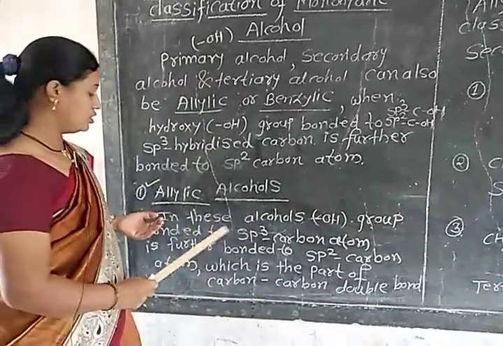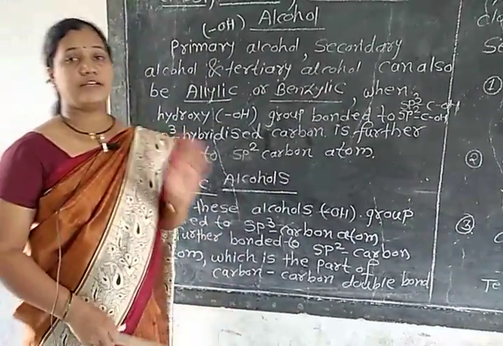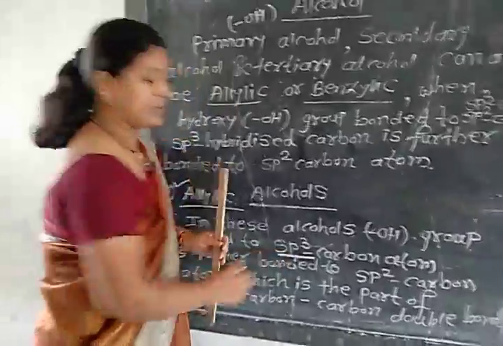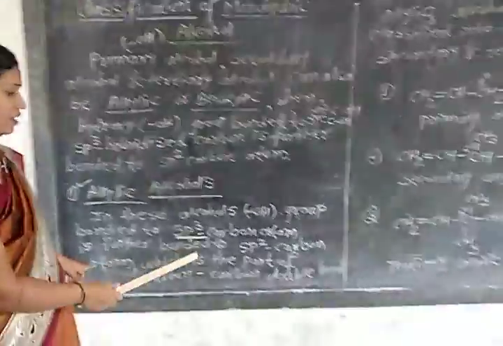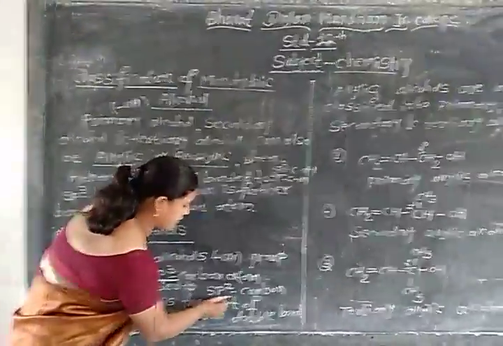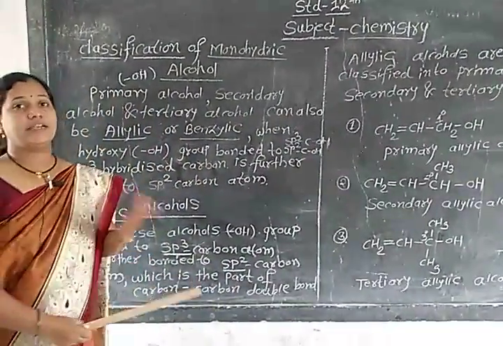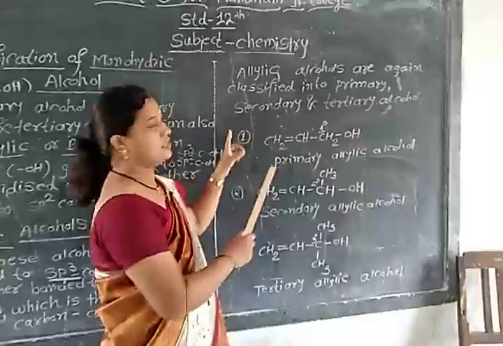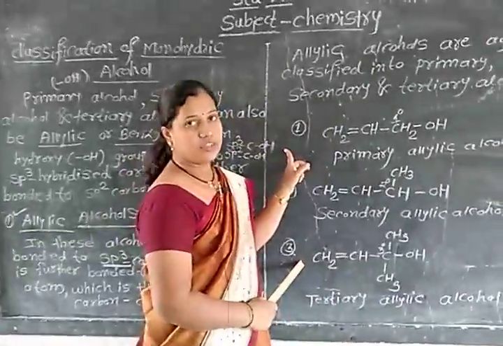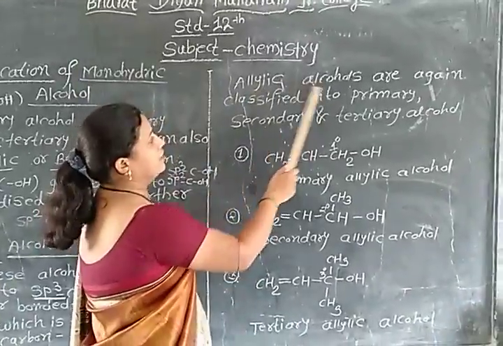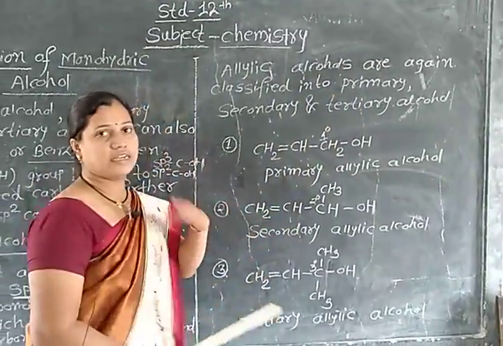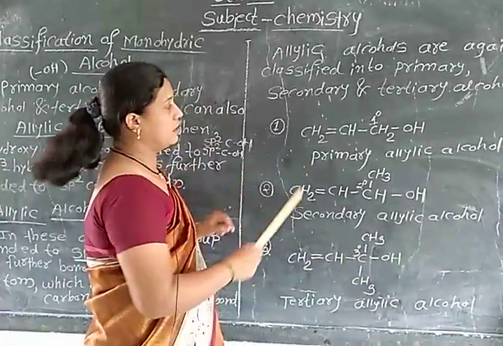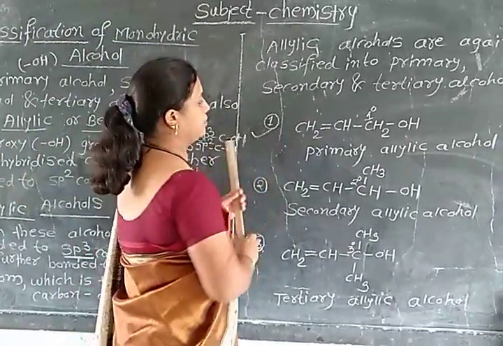So what are allylic alcohols? In this type of alcohol, the hydroxyl group is bonded to an sp3 hybridized carbon atom, which is further bonded to an sp2 hybridized carbon atom, and the sp2 hybridized carbon atom is part of a carbon-carbon double bond. This can be made clear from examples. Allylic alcohols are of three types: primary allylic alcohol, secondary allylic alcohol, and tertiary allylic alcohol. Now see example number 1.